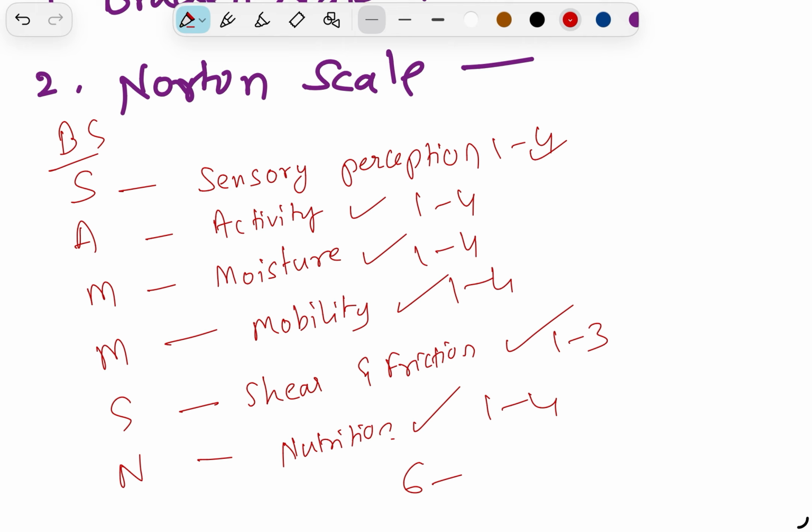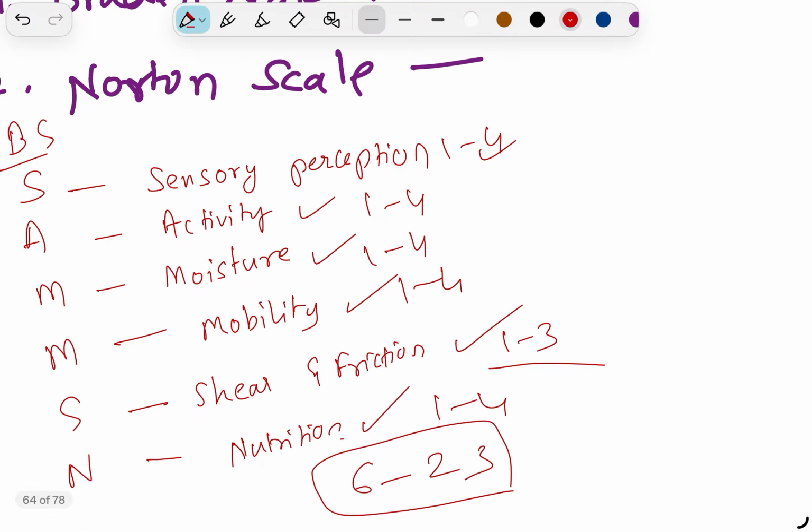And what is the maximum score? 4, 4, 4, 4, 3, 4. In all 6 parameters, overall maximum score is how much? 20? One parameter has 1, 2, 3. That's why I said that. Shear and friction has 1, 2, 3. That's it. Now tell me, what is the total then? 23. Very good. 23 is the maximum.